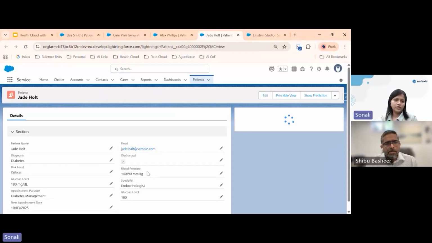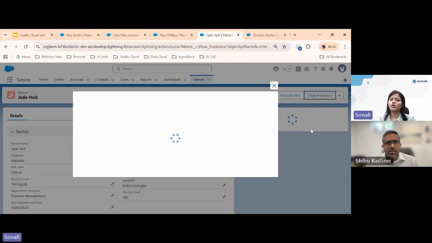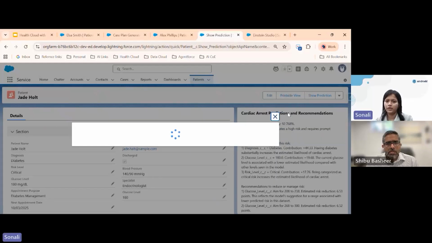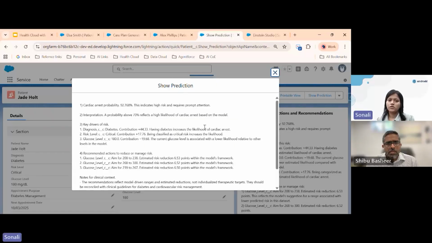Okay, you can see the Jade Halt patient. It is now predicting since the page got refreshed, or maybe we can enhance it so that on a button click, it will call that prediction builder and show the probability. Let's see how it runs. So the cardiac arrest probability for this patient is 92.76.